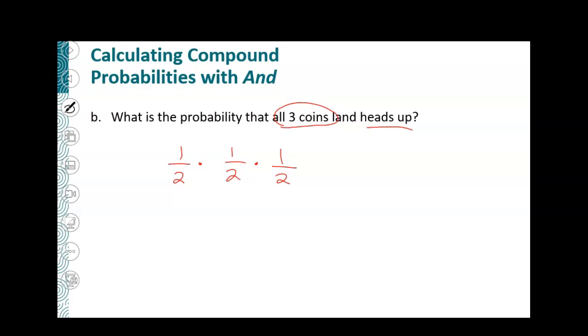Okay. Do we all agree with the fraction? Okay. How do we multiply fractions? Multiply across. 1 times 1 times 1, and 2 times 2 times 2. That's 8. And then you simplify that. Or no, you can't. This one is already simplified.